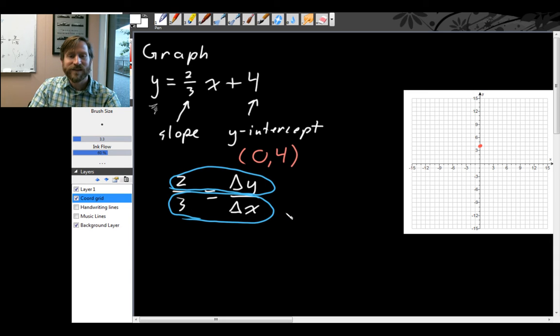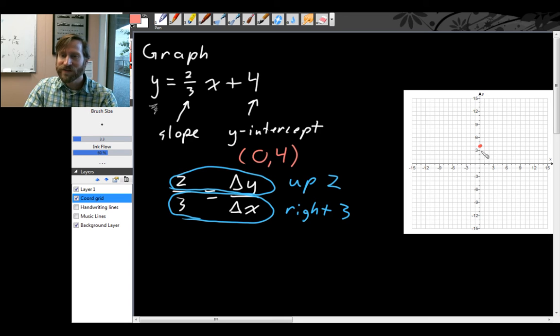So if we use 3 for delta x, this means that we're going to move right 3, because if delta x is 3, that's a move 3 to the right. And if delta y is 2, this means we're going to move up 2, because delta y of 2 means a move of 2 in the positive y direction, so up 2. So we'll take the point that we started with, the y-intercept, and we will move over 3, because delta x is 3, so 1, 2, 3, and then up 2, 1, 2. And that puts us right here.